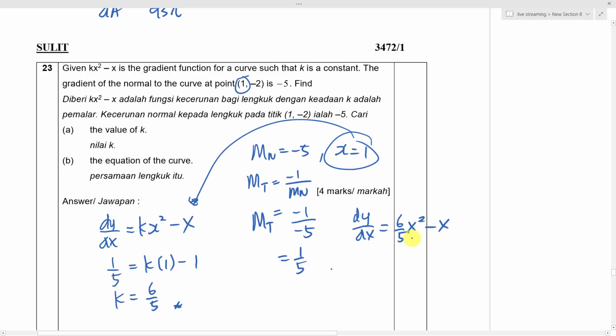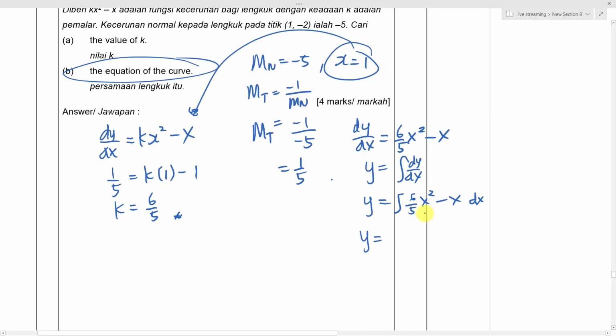So then they ask us to find the equation of the curve. As I say many times, there is only one way to find the equation of a curve, which is to integrate dy/dx. So I need to integrate 6/5 (x squared minus x) dx to get my equation of the curve. I take the 6/5 outside. This should be x cubed over 3 minus x squared over 2 plus c.